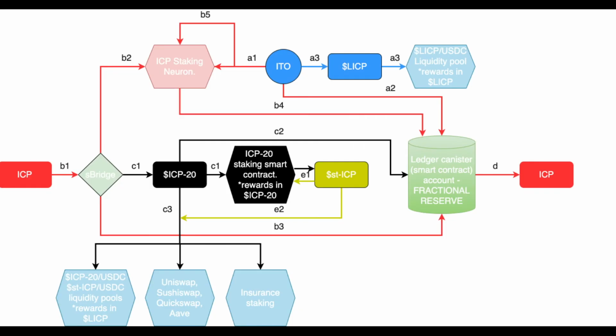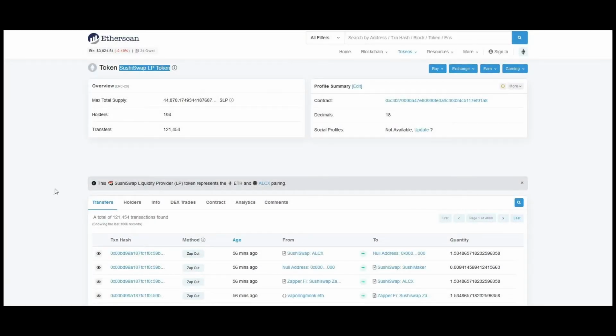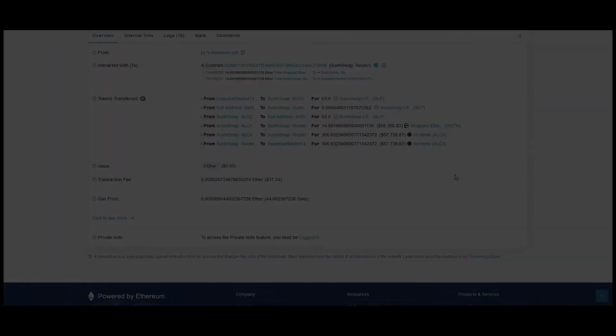But again, the answer is a little bit disappointing, because even though this whole process of combining two tokens into a new LP token might seem a little bit complicated, or at least it certainly did the first time I ever tried to do this, it is actually one of the simplest transactions to trace, as it has a public hash on the blockchain.